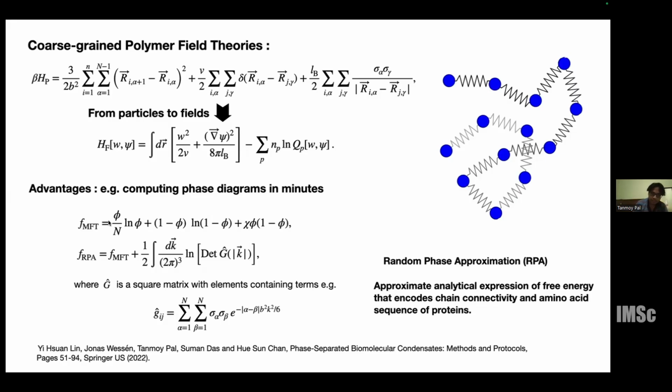The advantage of doing this is that we can analytically solve some part of the theory. One of the techniques is the random phase approximation. And with this approximation, we can actually compute the free energy density analytically. And this free energy density encodes chain connectivity as well as amino acid sequence. With this analytically available free energy, we can then compute phase diagrams in minutes on a laptop.